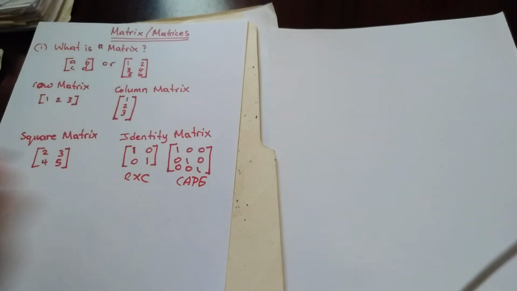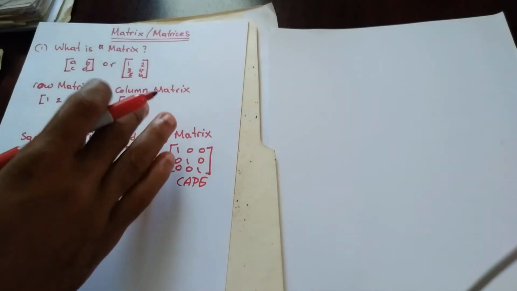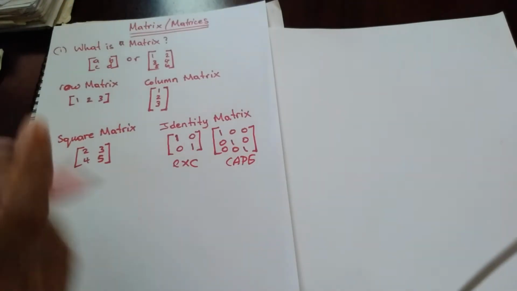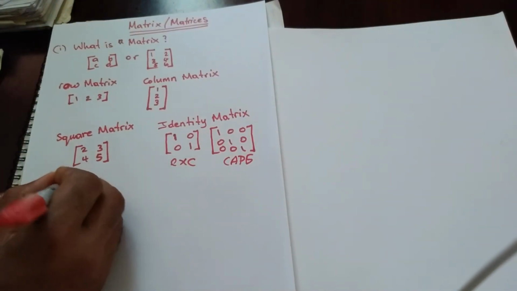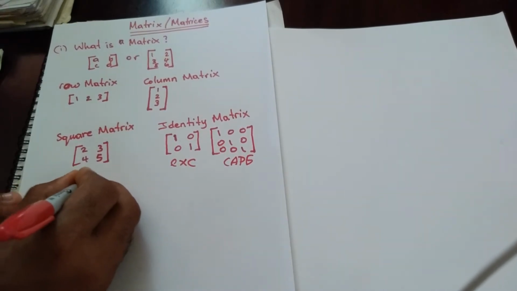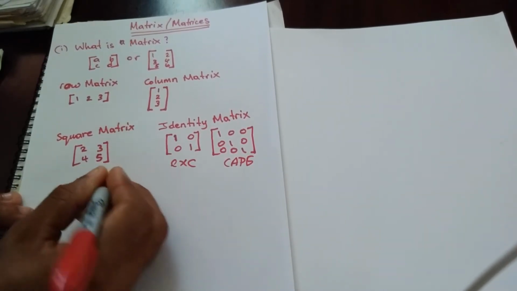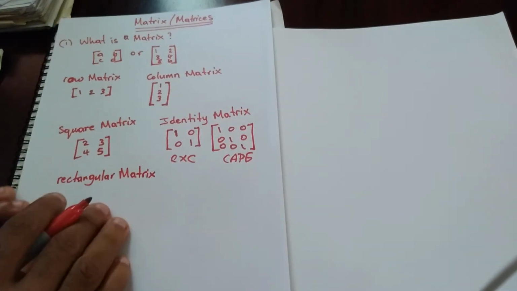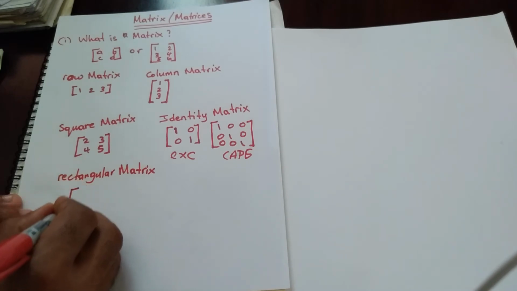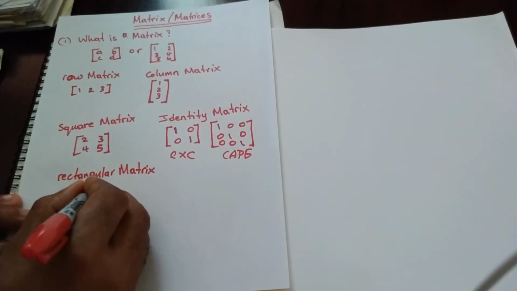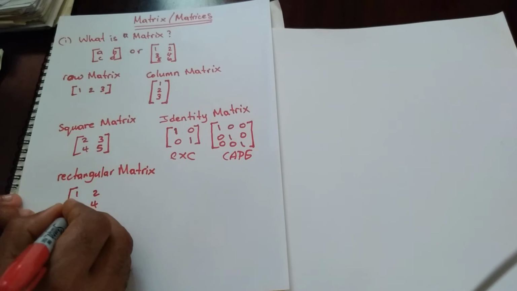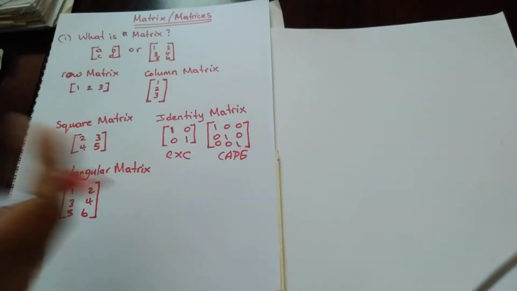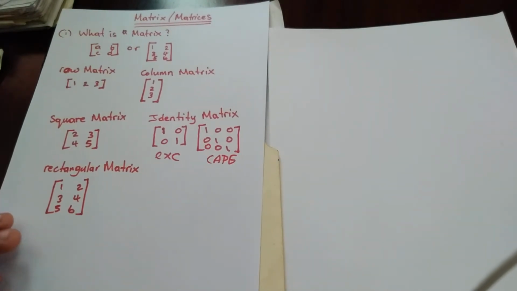So I gave examples of row matrix, column matrix, square matrix, the identity matrix, and rectangular matrix. So this is an example of a rectangular matrix: 1, 2, 3, 4, 5, 6. It looks like a rectangle.